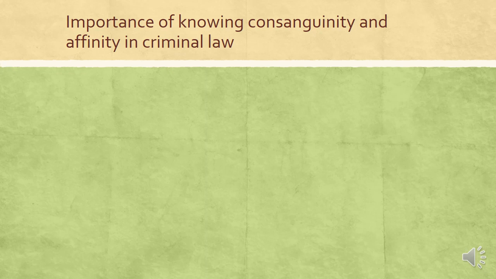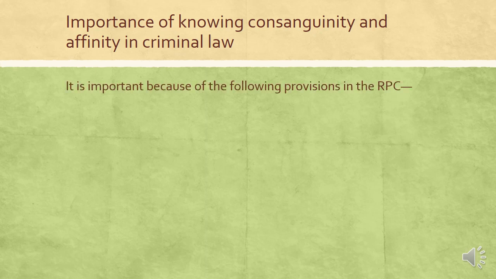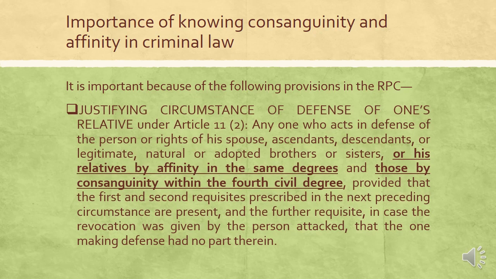Now, what is the importance of knowing consanguinity and affinity in criminal law? It is important because of the following provisions in the Revised Penal Code. Number one, the justifying circumstance of defense of one's relative under Article 11, paragraph 2. It states, and I quote, anyone who acts in defense of the person or rights of his spouse, ascendants, descendants, or legitimate, natural, or adopted brothers or sisters, or his relatives by affinity in the same degrees, and those by consanguinity within the fourth civil degree, provided that the first and second requisites prescribed in the next preceding circumstance are present, and the further requisite, in case the provocation was given by the person attacked, that the one making the defense had no part therein.